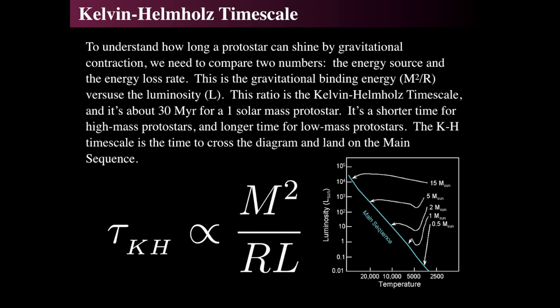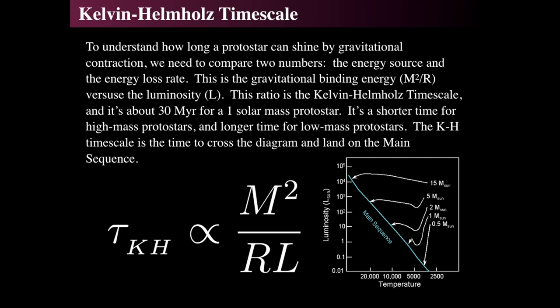The reason it can only do this for a very short period of time, comparatively speaking, is what we call the Kelvin-Helmholtz timescale, and that's how long something can shine only by gravitational contraction. This is something we talked about when we looked at the age of the sun, and this is the exact process that Kelvin and Helmholtz tried to use to determine the age of the sun, when people did not know that nuclear fusion existed.